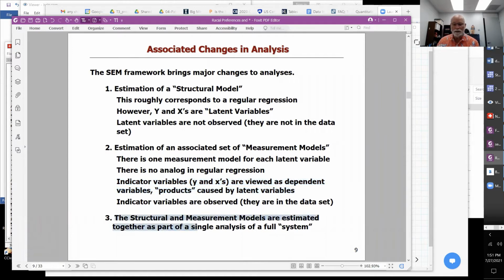Then the last thing that really separates the SEM perspective from regular regression is that these two models, the structural model and the measurement model, are estimated simultaneously in a system of equations, measurement model equations, structural model equations. There may be single equation measurement models. There may be single equation structural models, or they may involve stages, multi-stages of structural models.